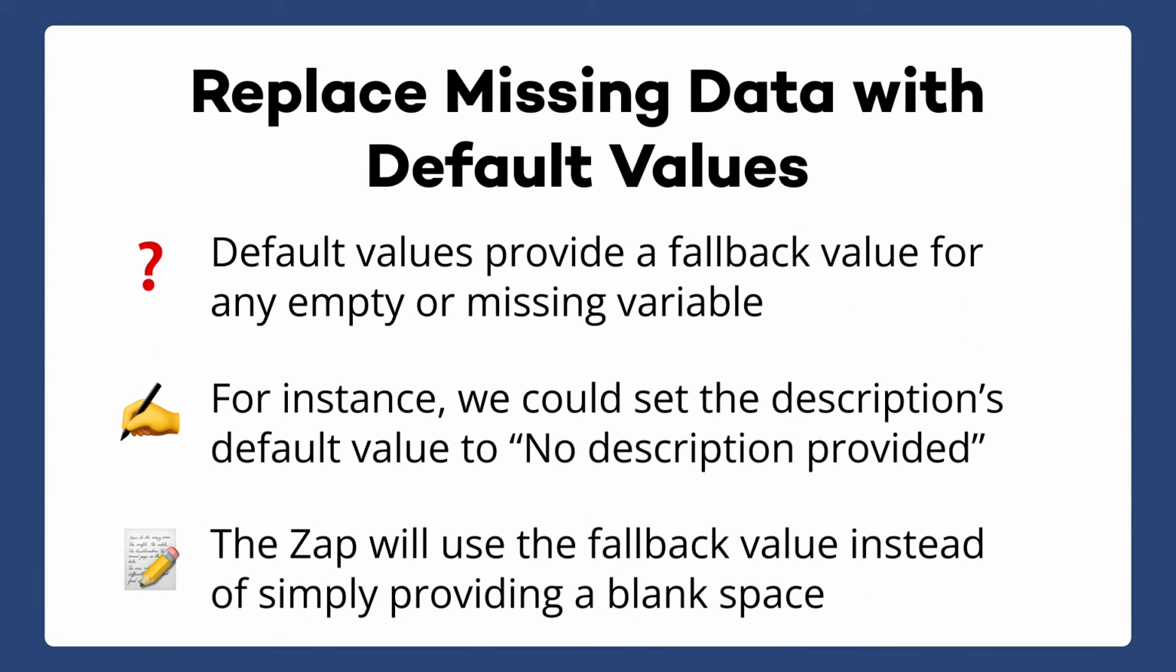We'll start with default values. Default values can be used to provide a fallback value for an empty variable. For instance, if the calendar event is missing a description, we can add a default value to use the text "no description provided" instead of just having a blank space.